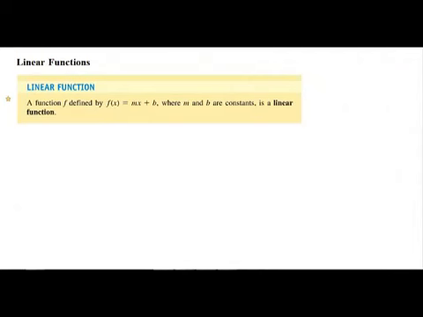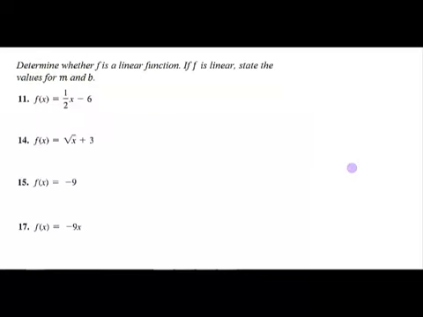Functions. A function f defined by f of x equals mx plus b, where m and b are constants, is a linear function. You'll notice that this is in y equals mx plus b form, except that the y has been replaced with f of x so that we have function notation. Let's determine whether f is a linear function. If f is linear, state the values for m and b.